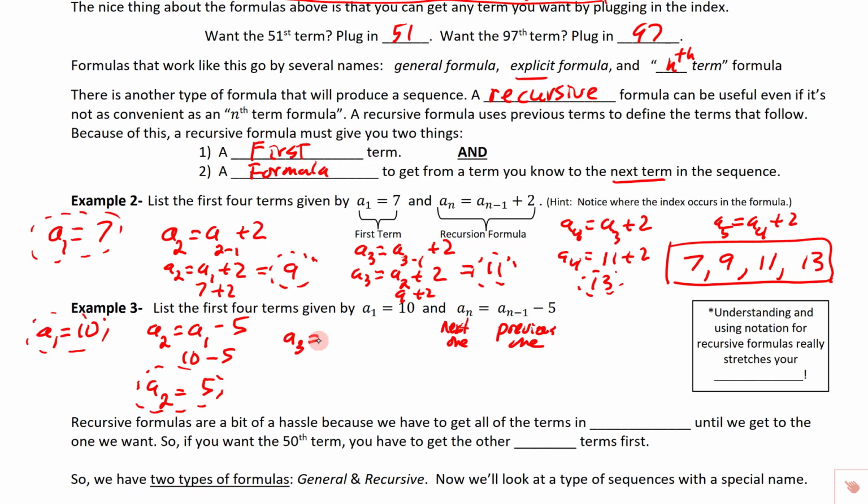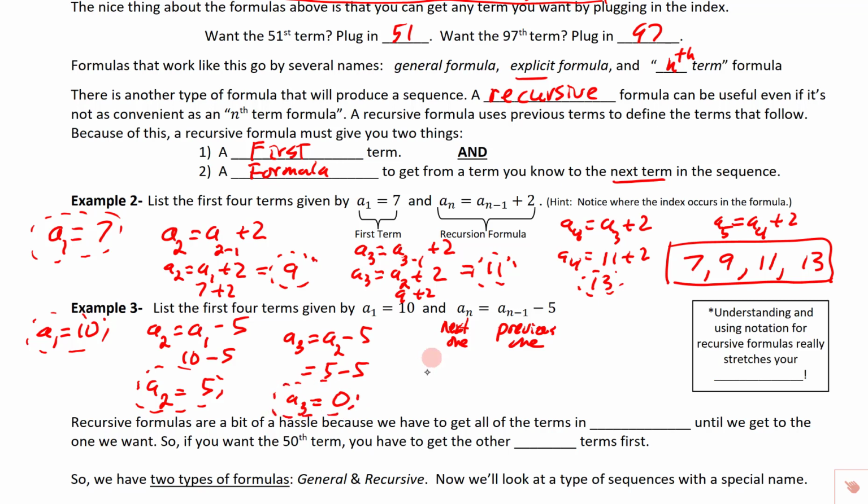So let's find the third one. If I'm on the third one, this is going to be the one before it. That's what the formula says. The n minus 1 would be a sub 2. Whoops, and then we're going to subtract 5. Sorry about that. We'll put a minus 5 right here. So the third one is equal to the second one, 5 minus 5. So this means the third one is just 0.